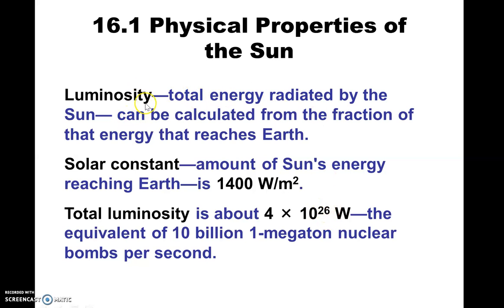All right. So anyhow, that's what luminosity is: the total energy radiated by the sun, and we can actually capture a small portion of this, of course, because it's radiated outward in all directions. And so when it arrives at Earth, it's spread out, and in fact, on the surface of the Earth, we get about 1,400 watts per square meter. So all this energy, which is a tremendous amount of energy, by the way.